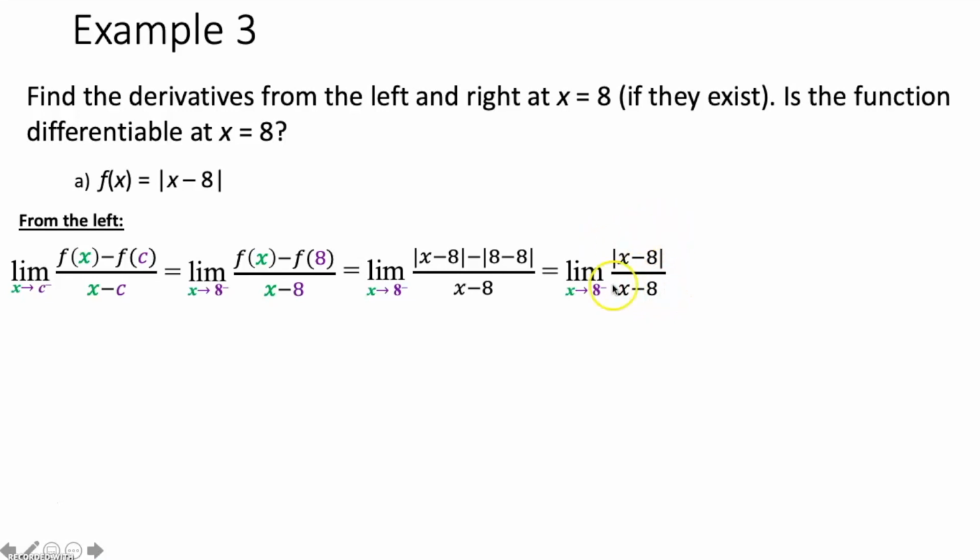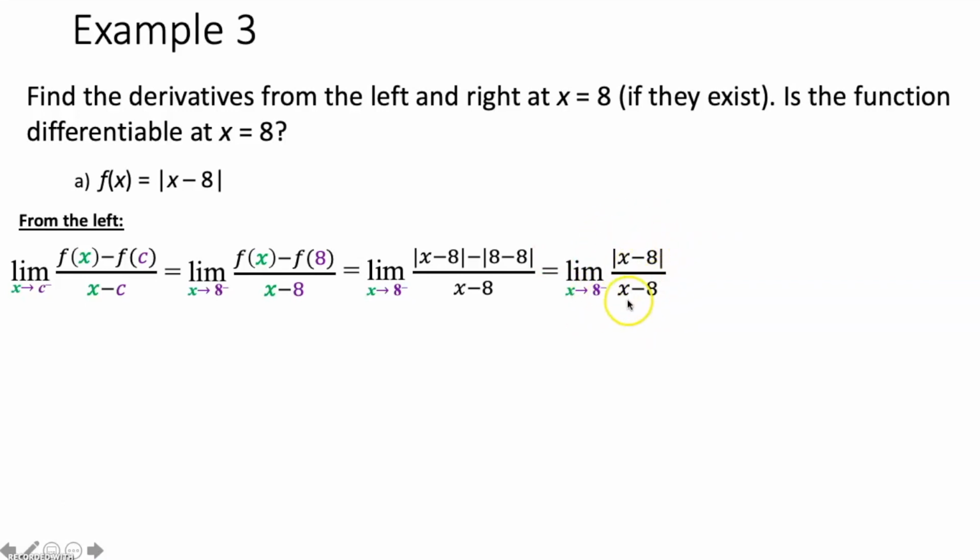Now, maybe you are familiar with this type of graph. This graph looks like two horizontal lines. Coming in from the left, it's going to be a y value of -1 all the way as you approach x is equal to 8. And coming in from the right, it's going to be a y value of +1 all the way. But if you're not familiar with this type of graph, you can still simplify this.